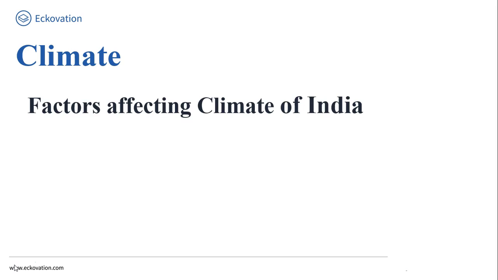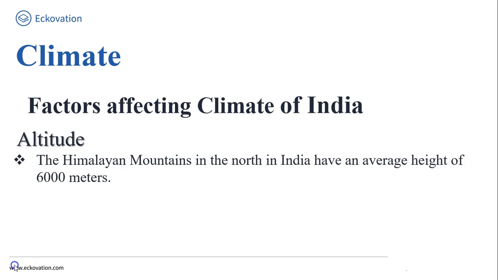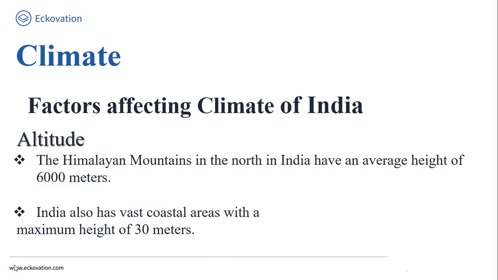We will continue our discussion with climate, and now we will see the next factor affecting climate of India, that is altitude. My dear friends, जैसा कि हमें पता है, India has mountains to the north which have an average height of approx 6,000 meters, that is the Himalayas, and इसके अलावा India has vast coastal areas with a maximum height of 30 meters.